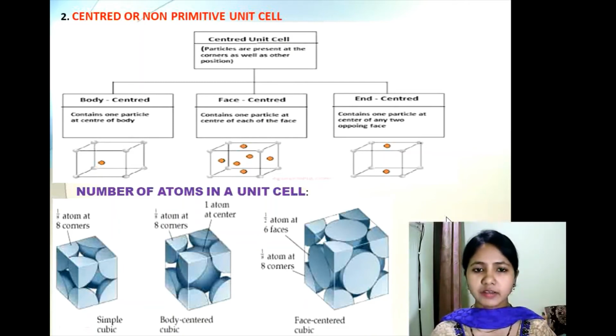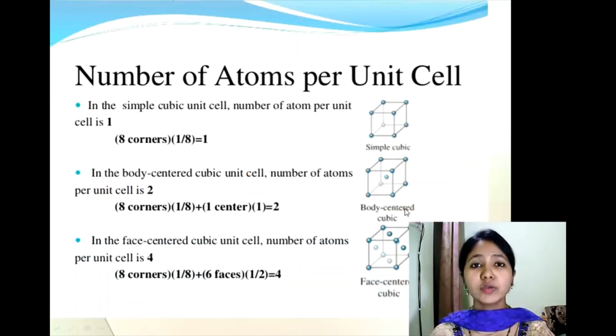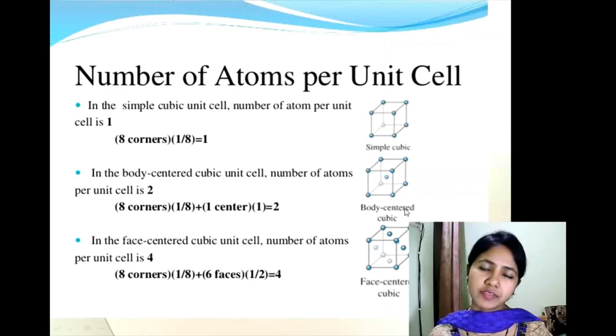Now the next thing we have to calculate is the number of atoms in different unit cells. Let us see. Now, the number of atoms per unit cell. First we will discuss what is the total number of atoms in a simple cubic unit cell. We have 3 here: simple cubic, BCC, body center, and the third one is the FCC or face centered cubic. Now first we will discuss the simple cubic unit cell.